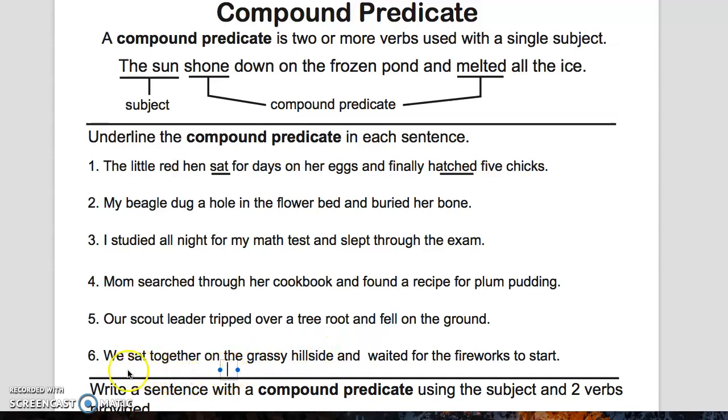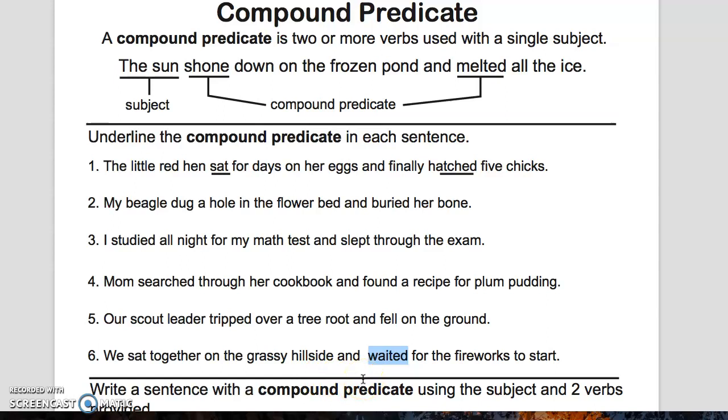Number 6. We sat together on the grassy hillside and waited for the fireworks to start. So we is our subject. What did we do? Sat together on the grassy hillside. So sat is my first compound predicate. Here's my key word, and what else did we do? Waited for the fireworks to start. So waited is our second action verb. I would be writing down sat and waited.